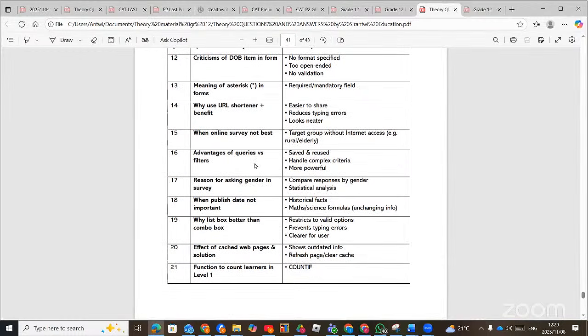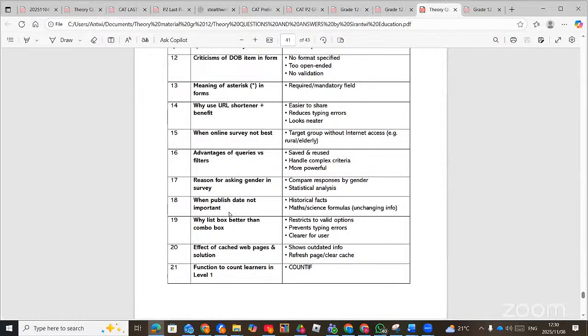Advantages of queries. Queries can be saved and reused. Filter cannot be saved. Queries can have complex criteria and it's more powerful. Now, reason for asking gender in a survey. Why do we ask gender? Maybe you want to compare by the gender or do analysis using the gender also.